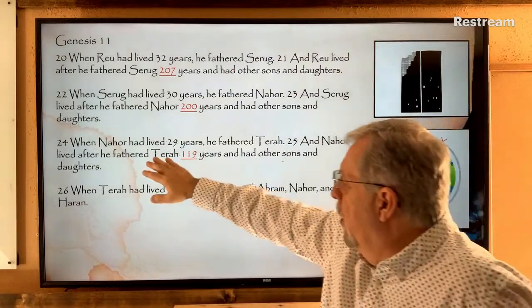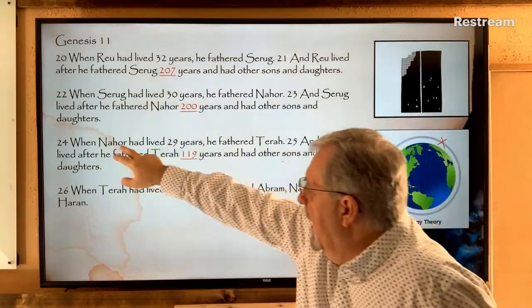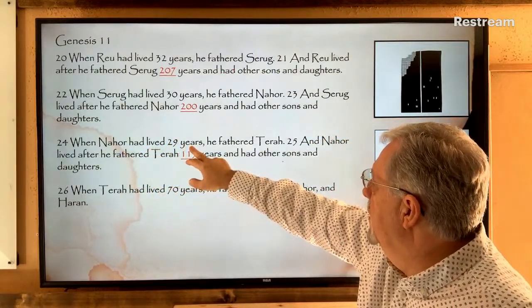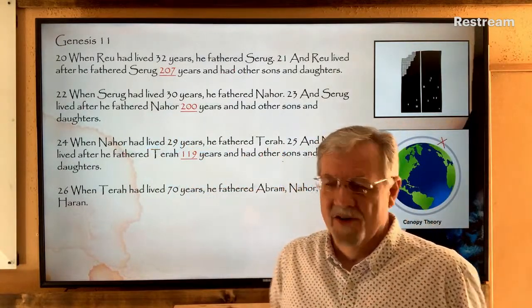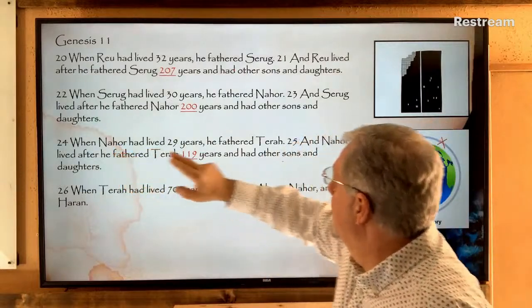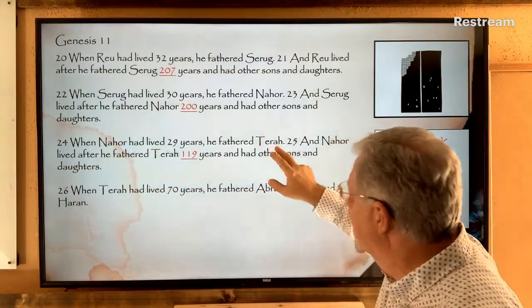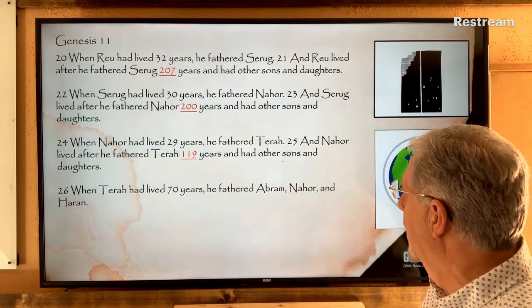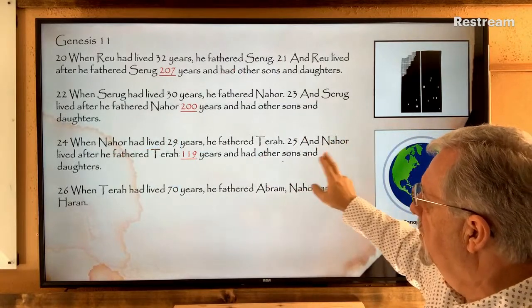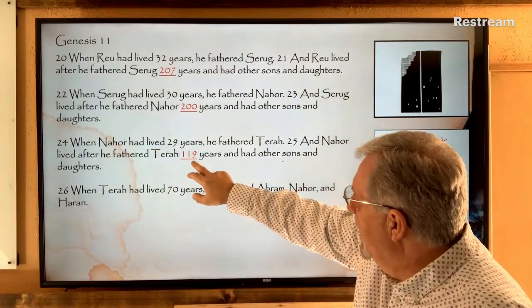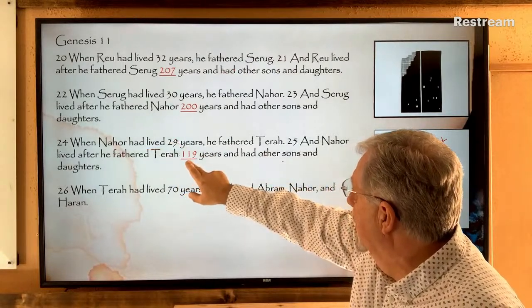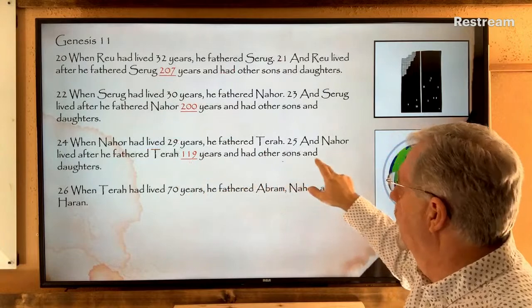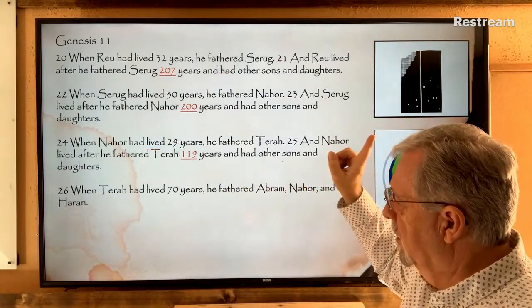Now, Nahor is going to live, he's an important guy, 29 years. He's going to father Terah. So who's Terah? We're going to see in just a moment. But Nahor is important because he births Terah. Terah is important because he's going to birth a really important fellow. And Nahor lived, after he fathered Terah, 119 years. And so now you can see we're descending in numbers of years, and he had other sons and daughters.